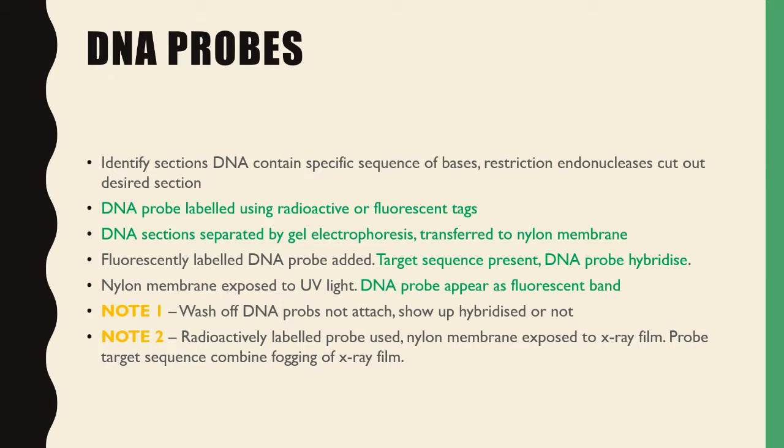The fluorescently labeled DNA probe will then be added to target a sequence, and the DNA probe will hybridize where that sequence is present. The nylon membrane will be exposed to UV light, and the DNA probe will appear as a fluorescent band. This, as you know, is known as genetic fingerprinting.